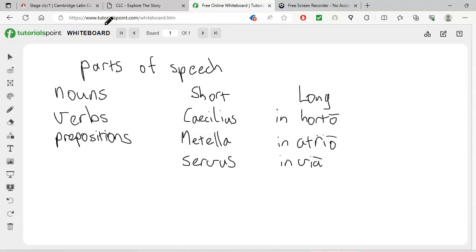We call these nouns with long vowels the ablative nouns. So this gives locational information: in the garden, in the atrium, in the street. The ablative doesn't always have long vowels at the end, but quite often it does. The nouns with short vowels at the end, Caecilius, Metella, Servus, these are nominative. These are like the dictionary forms of the nouns, the default forms.